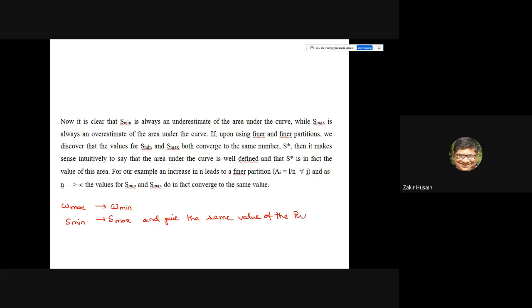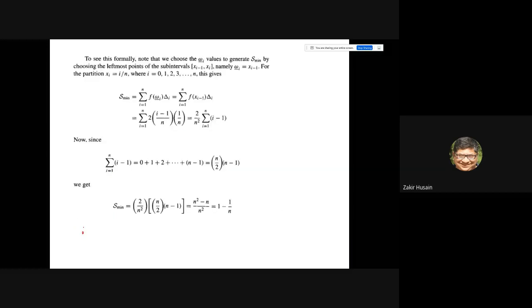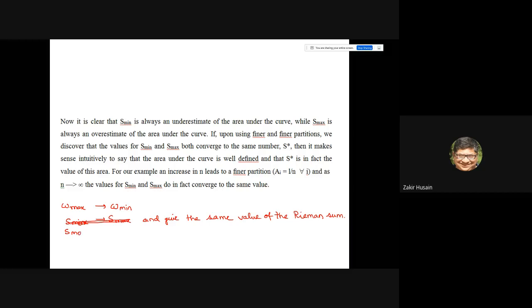Sir, is it S max converging to S min or S min converging to S max? Yeah, sorry. We have a tendency to write min first. That's why I wrote it. Oh, yeah. Okay. Thank you for pointing it out.